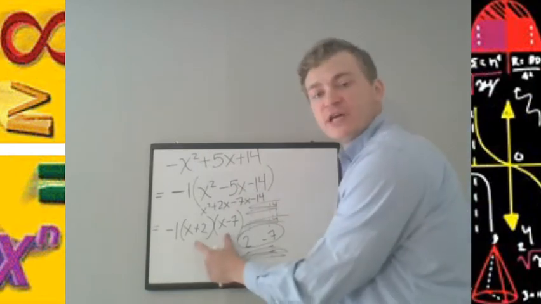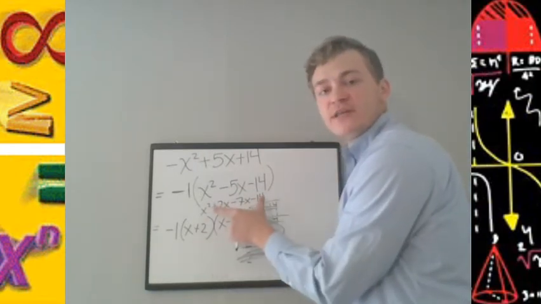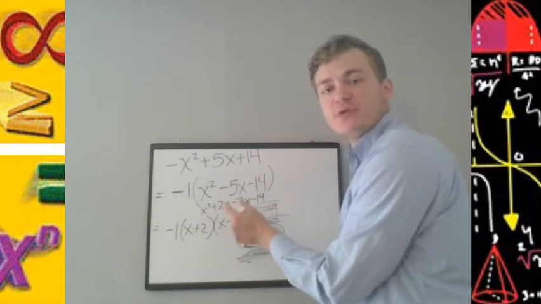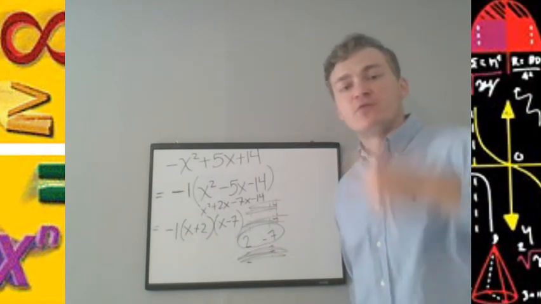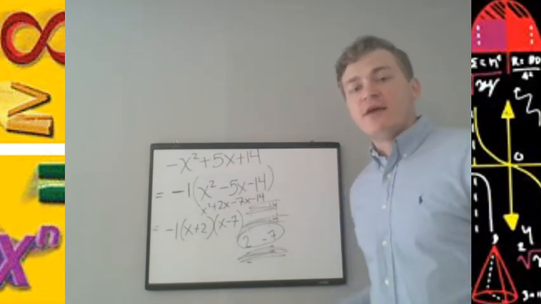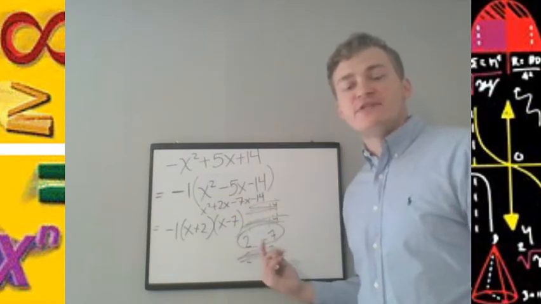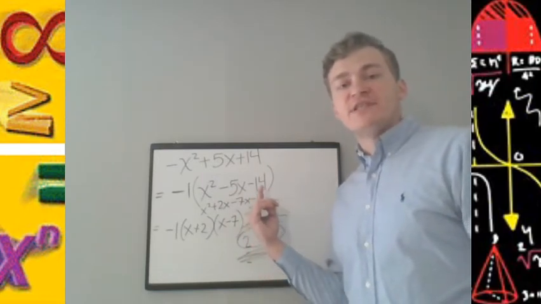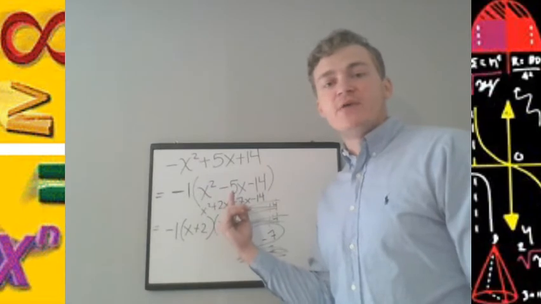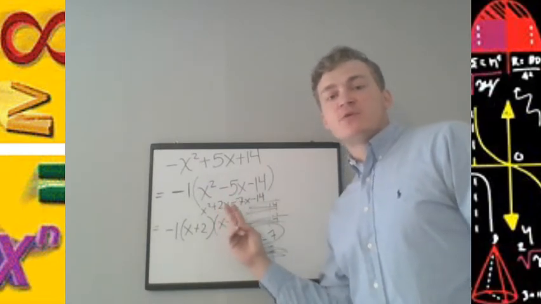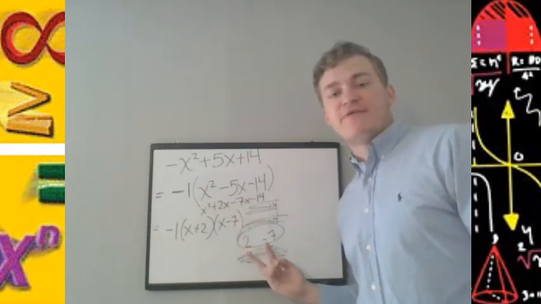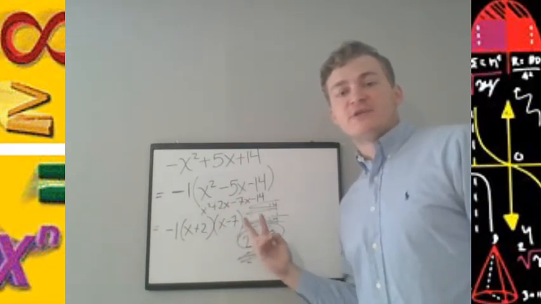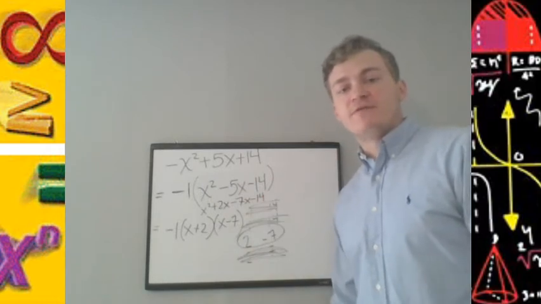We would start here in chapter 5, use FOIL to get these four terms, combine the inner and outer product, in other words, these two middle terms, because they are like terms, to get that middle term negative 5x. We're just reversing those steps. If we can find those two integers, 2 and negative 7, that multiply to give us c, that add to give us our b equals negative 5, then what we're doing is splitting apart that middle term using the two integers that we found, and those two integers will multiply to give us our c value of negative 14.